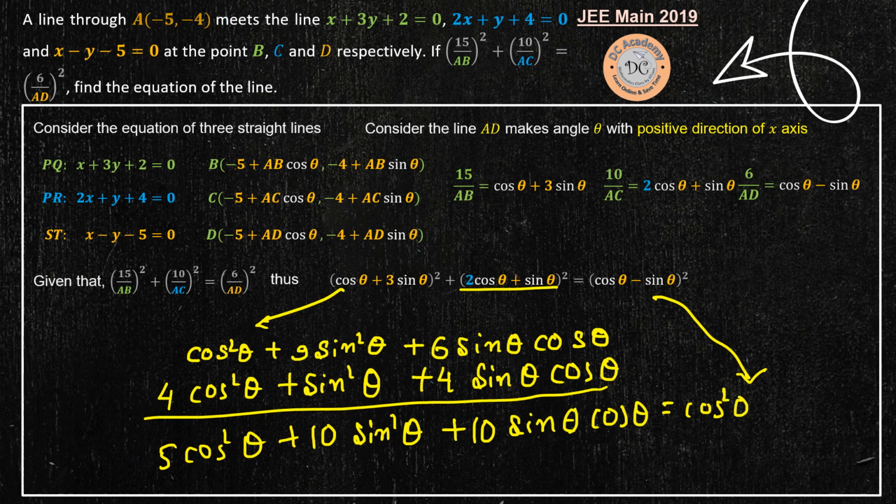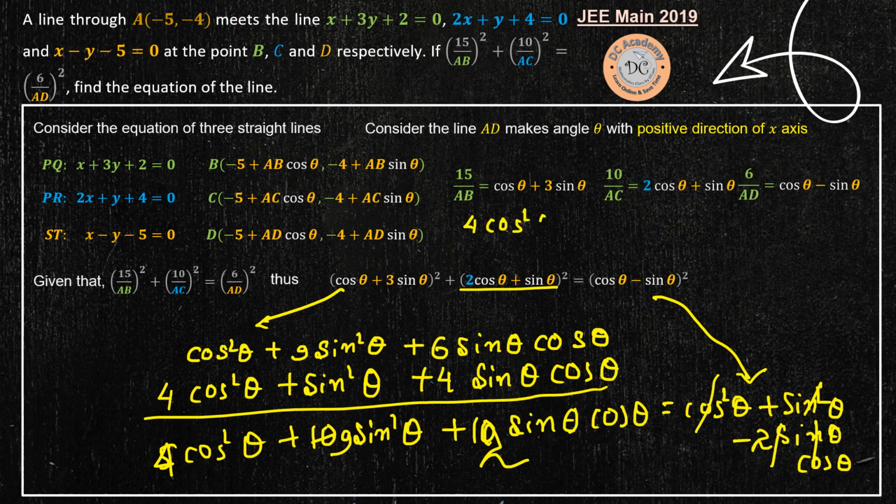So that's straightforward: cos² theta plus sin² theta minus 2 sin theta cos theta. Now, you can easily say that this cos² theta will reduce the value to 4, this sin² theta will reduce the value to 9, and this 2 sin theta cos theta will increase the value to 12. So therefore, we get the answer as 4 cos² theta plus 9 sin² theta plus 12 sin theta cos theta. That's what we obtain.